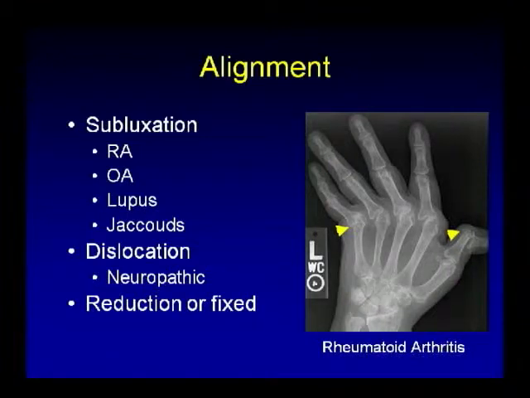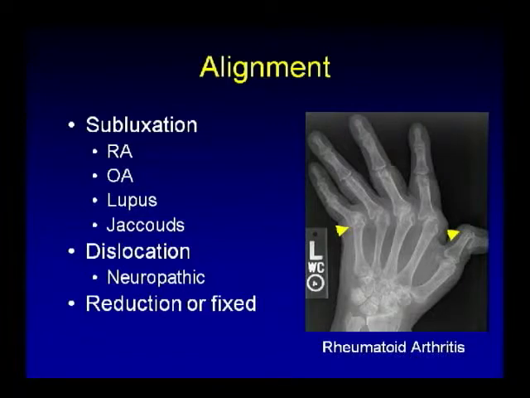First of all, you have to know what's subluxation versus dislocation. Basically, if you see something like this right here, if the bones are still touching but they're not in normal alignment, that's subluxation. And we think about certain arthropathies that give us this subluxation: rheumatoid arthritis, osteoarthritis, systemic lupus erythematosus, and Jaccoud's arthropathy. And so they present with different things like erosions, osteophytes, or no erosions, and we'll go through that.